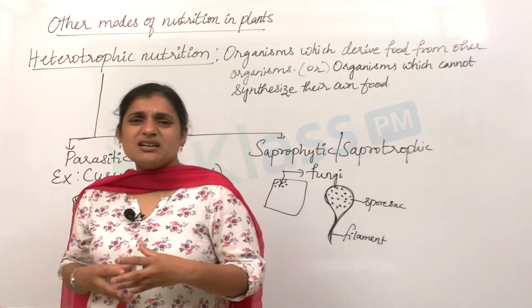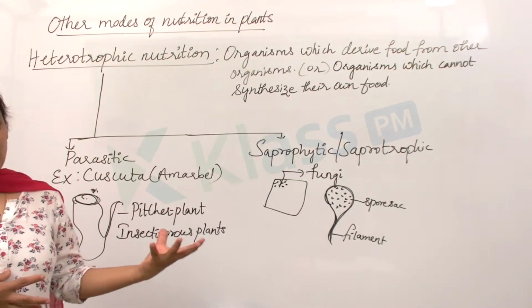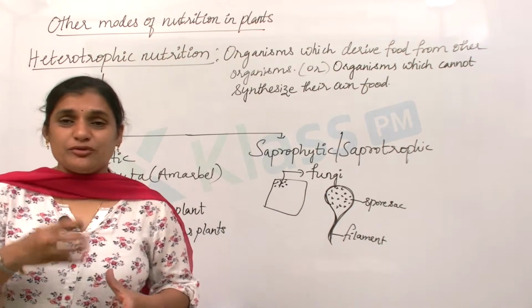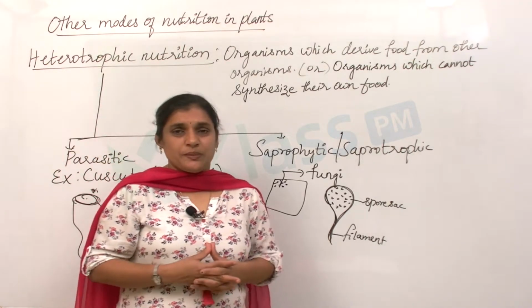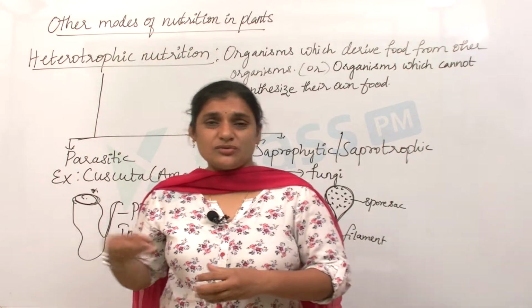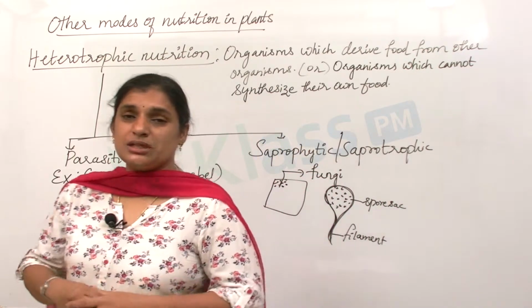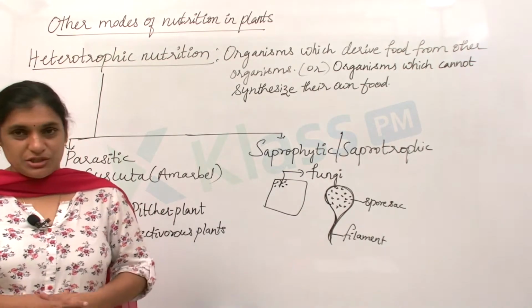So these are the different modes of nutrition, apart from autotrophic, where the organisms try to derive the food from other organisms. So there are fungi which are useful too. So these are the different methods of nutrition. Now there is one more type of nutrition. I don't say exactly it is nutrition, a kind of relationship.